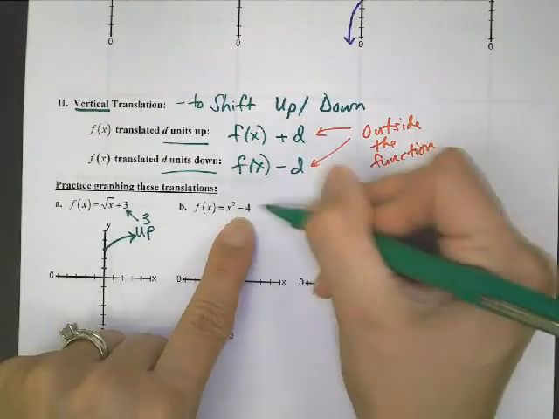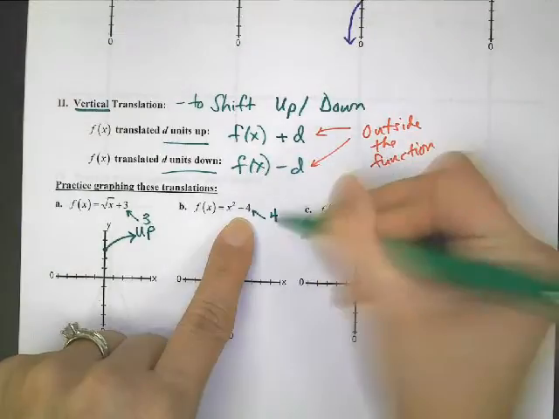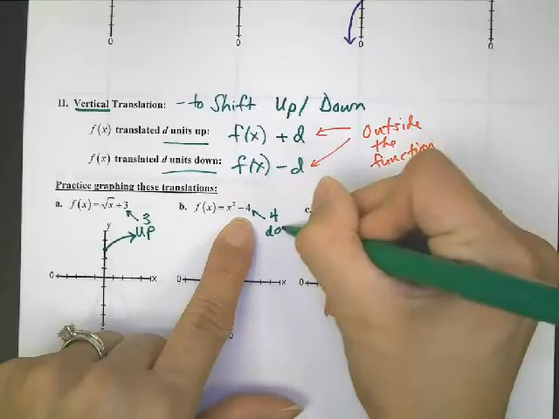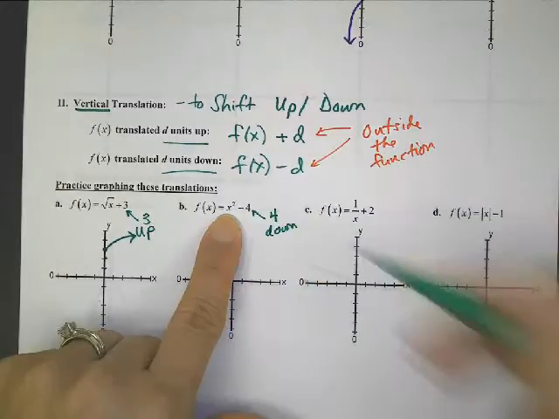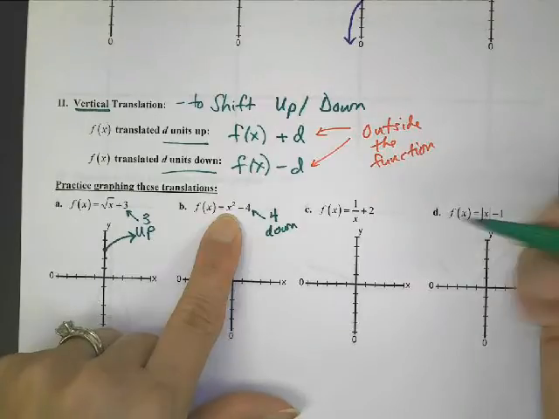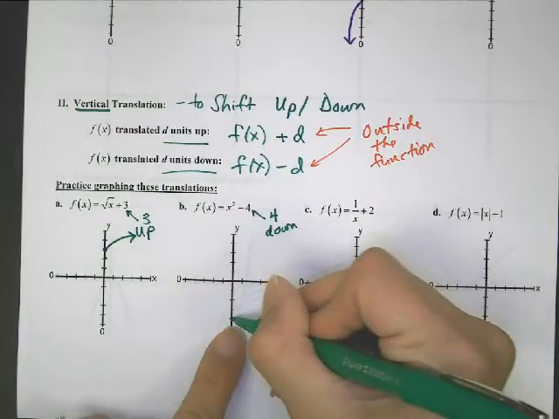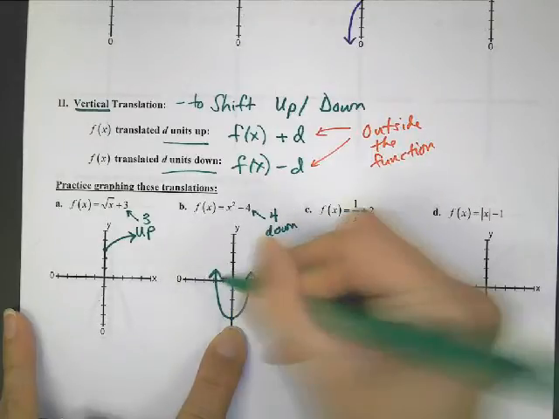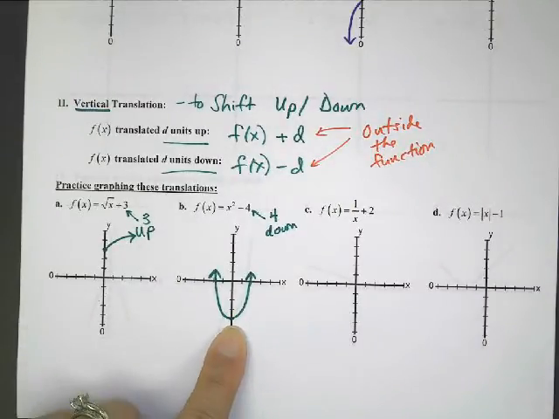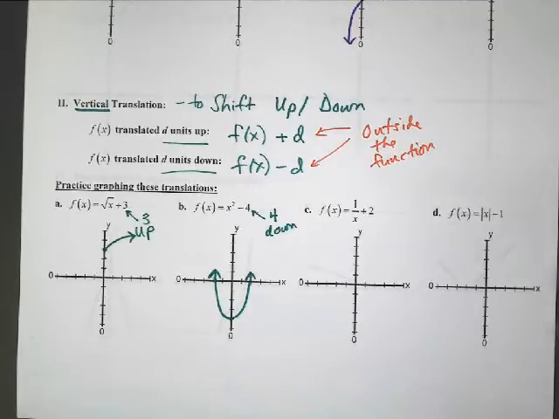That 4 is outside. Okay, so that means shift 4 units down. The squared function looks like a parabola, but we're going to start 1, 2, 3, 4 units down. Put the parabola right there. You're going to have to know what those graphs look like without looking back to page 1.